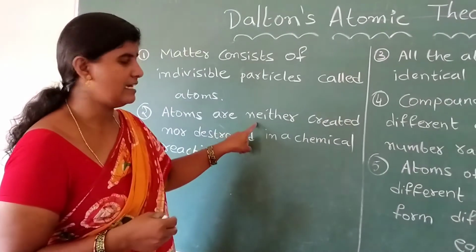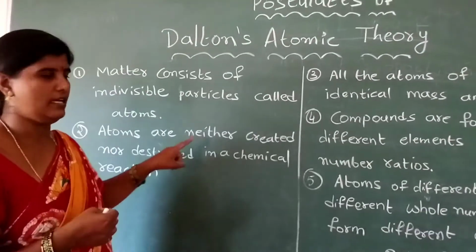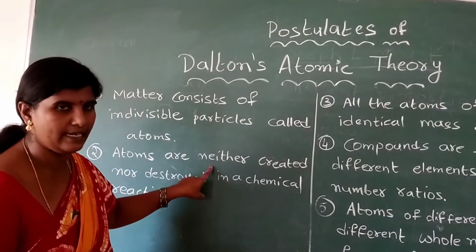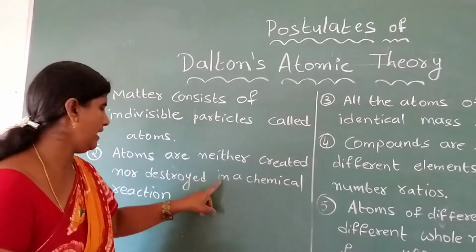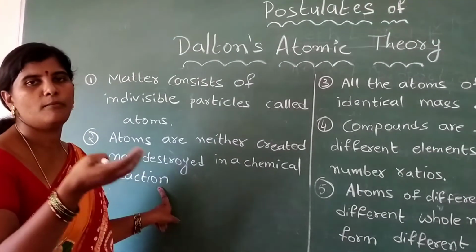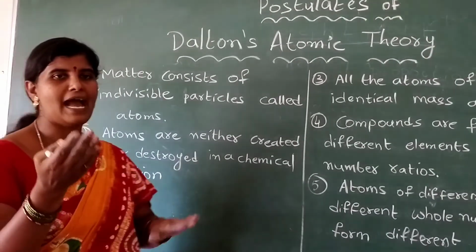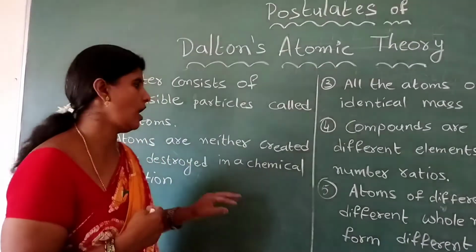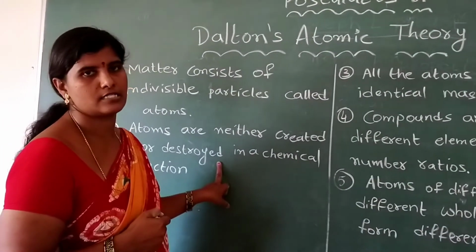Okay, this is what we learn now. Atoms are neither created nor destroyed in a chemical reaction. No matter is created and no matter is destroyed. That is the balancing of matter. This is called the law of conservation of mass.